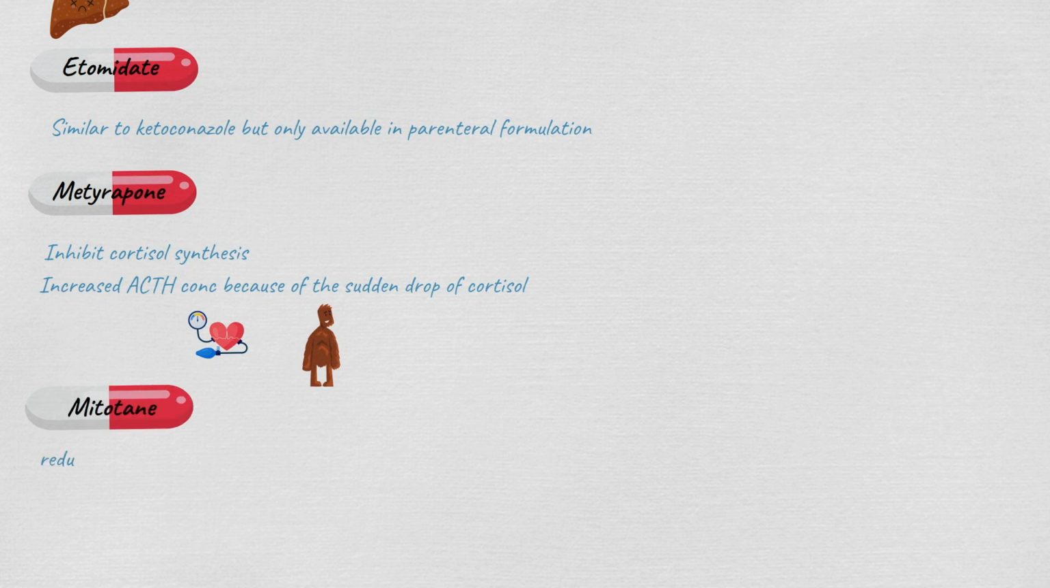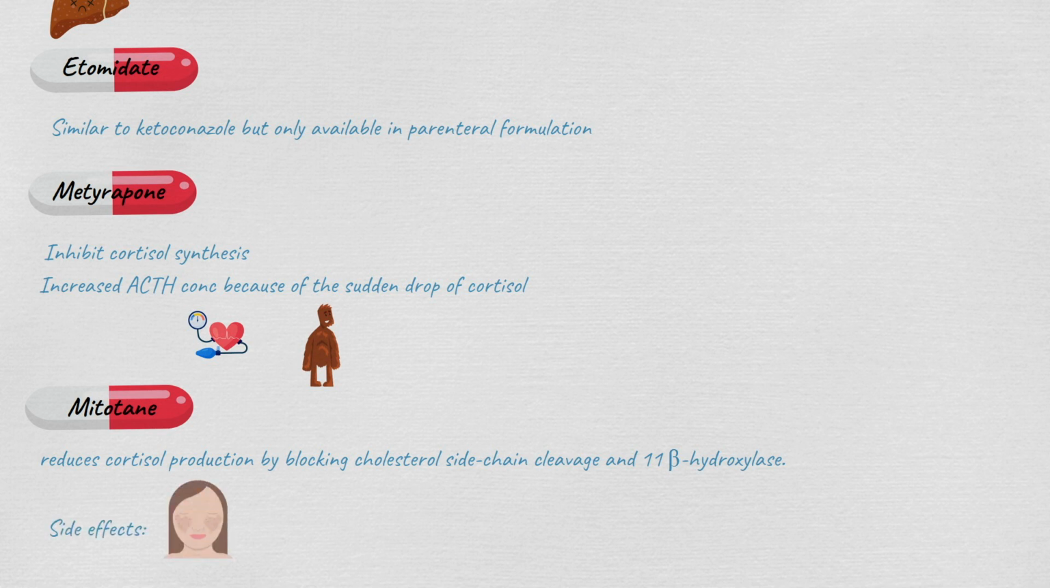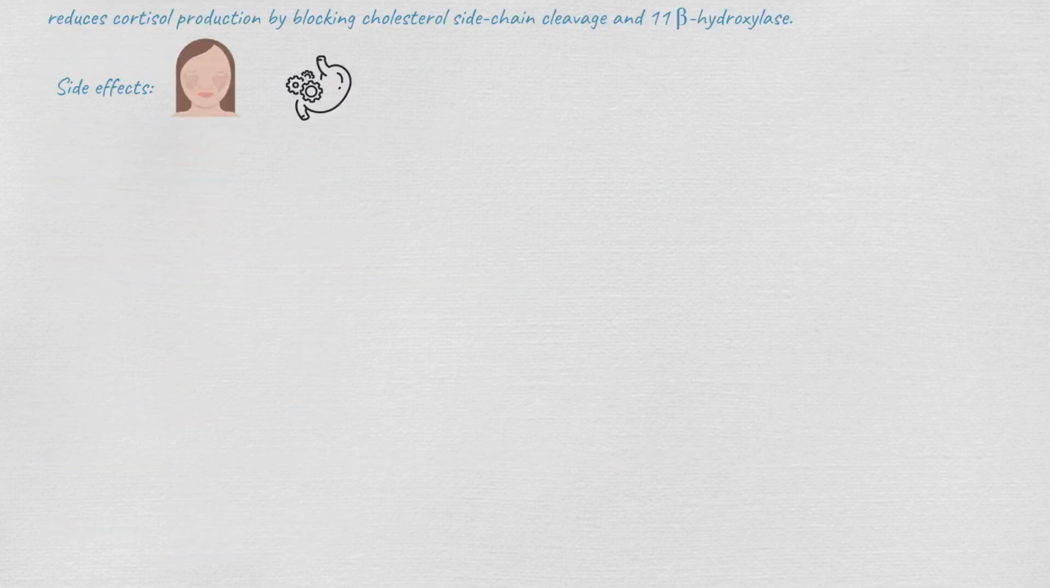Now mitotane reduces cortisol production by blocking the cholesterol side chain cleavage and the 11-beta-hydroxylase. The onset of mitotane action is slow, but with sustained action that can be maintained for several months after discontinuation. Side effects may include hyperpigmentation and GI side effects.